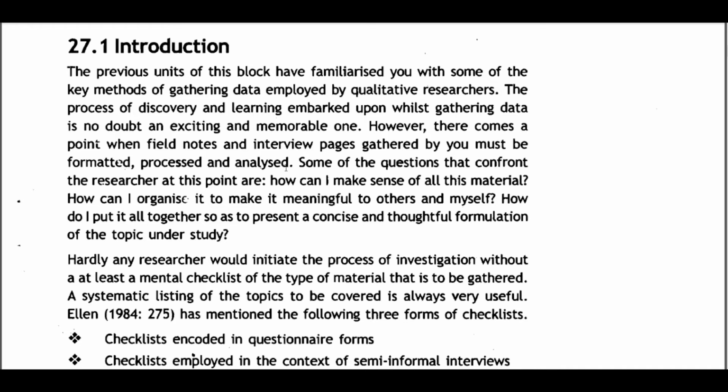processed, and analyzed. Some of the questions that confront the researcher at this point are: how can I make sense of all this material? How can I organize it to make it meaningful to others and myself? How do I put it all together so as to present a concise and thoughtful formulation of the topic under study?